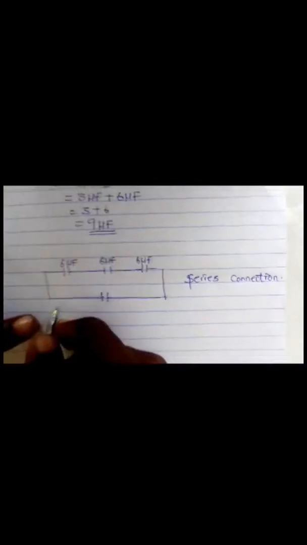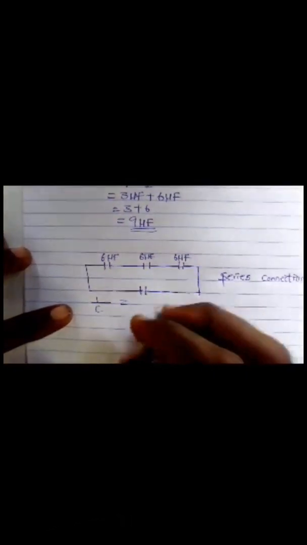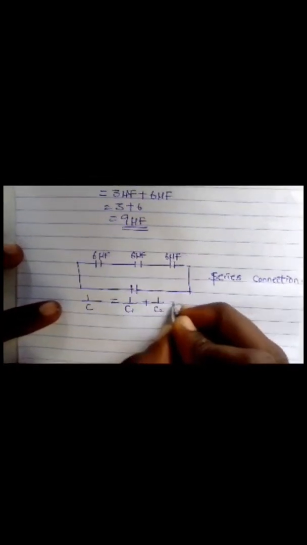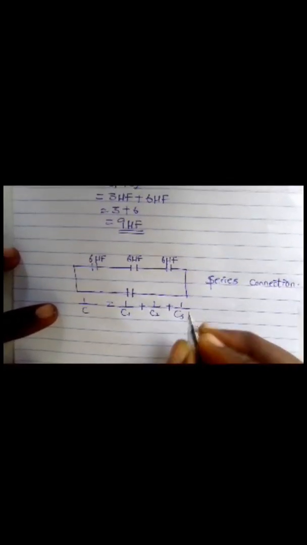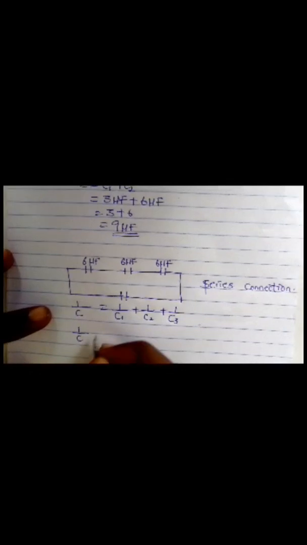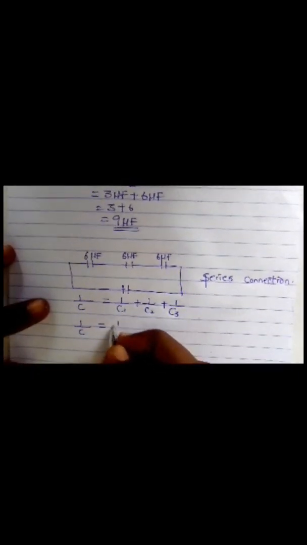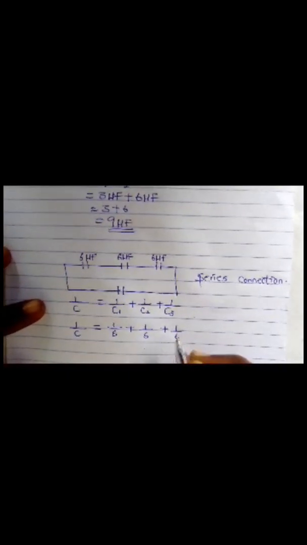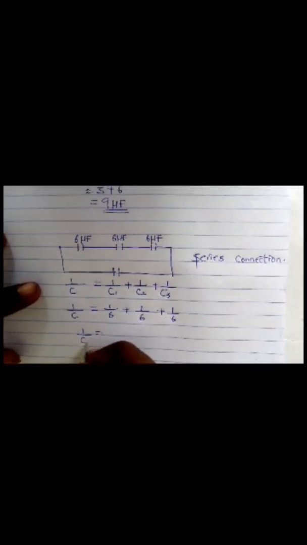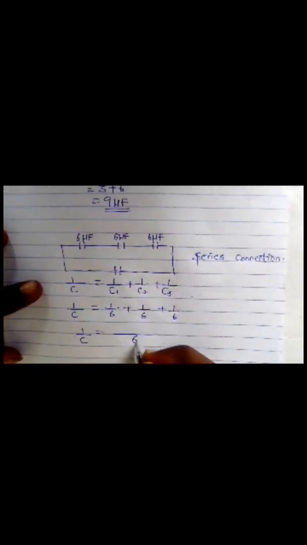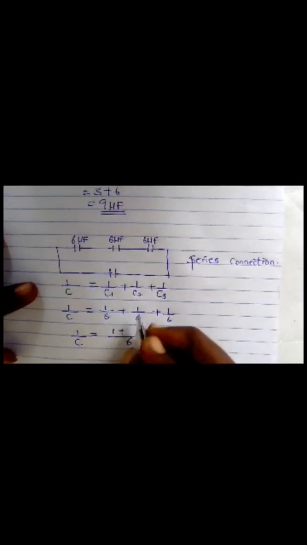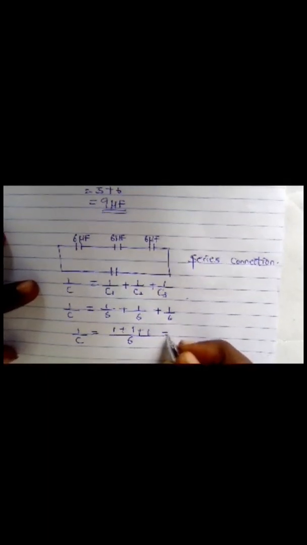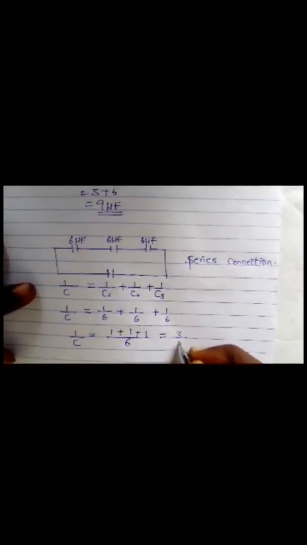what I have to do now is say the reciprocal of the effective capacitance is equal to the reciprocal of C1 plus the reciprocal of C2 plus the reciprocal of C3, which is 1 over C1. That's what it means. So 1 over C equals 1 over 6 plus 1 over 6 plus 1 over 6. Then the next thing that will come to your mind is the LCM. The LCM is 6. 6 goes into 6, 1; 1 times 1, 1. So automatically it will give you 3 over 6.